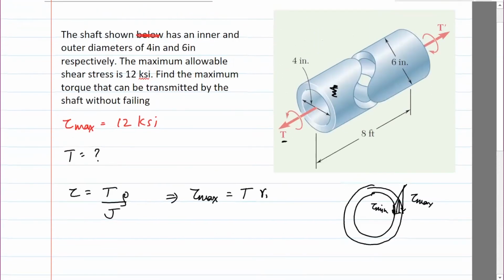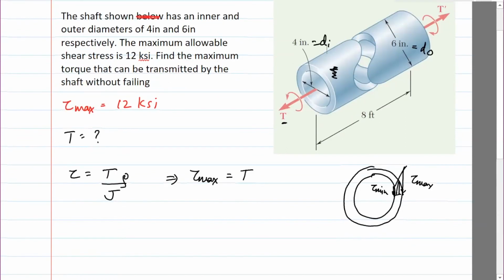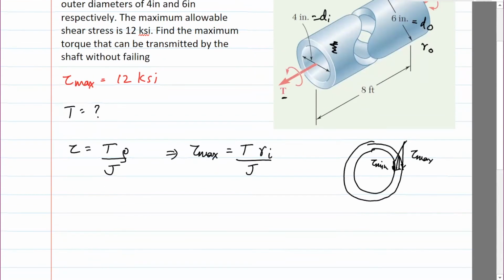Let's give them names. Let's call this the outer diameter, inner diameter. So it's going to appear in the outer diameter. We just call RI the radius of the inner and RO the radius of the outer. So T times RO divided by J. But J for a concentric cylinder or annulus is pi divided by 2 times R outer raised to 4 minus R inner raised to 4, and that's about it.